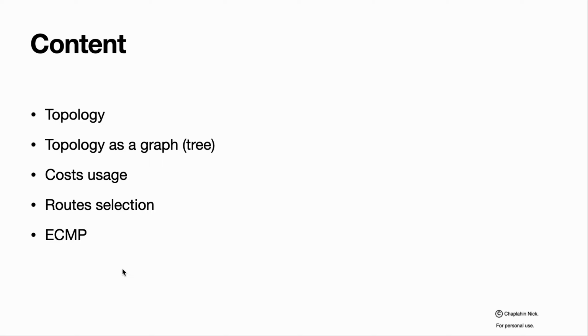In this video, I'll tell you about the representation of the autonomous system or OSPF area as a graph, where the cost appears and how those costs are used, route selection based on the cost, and where ECMP appears and how it works and what the dependencies for ECMP are.